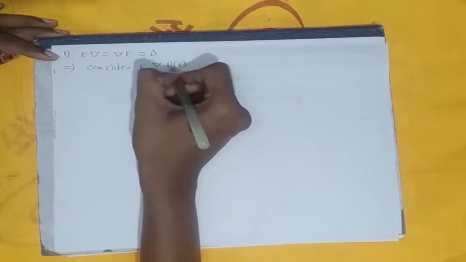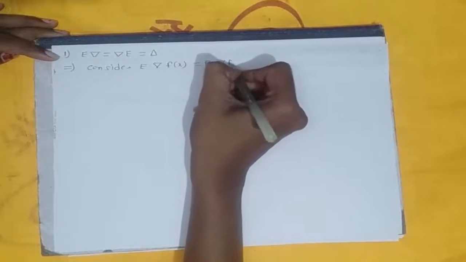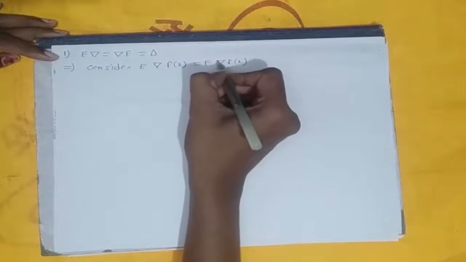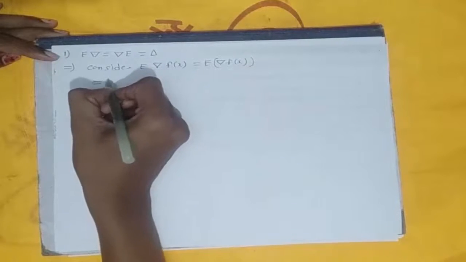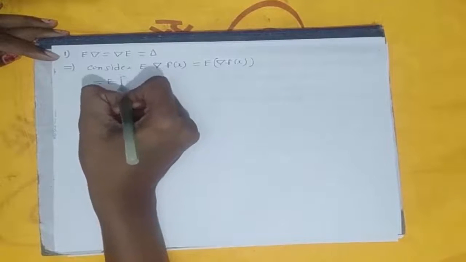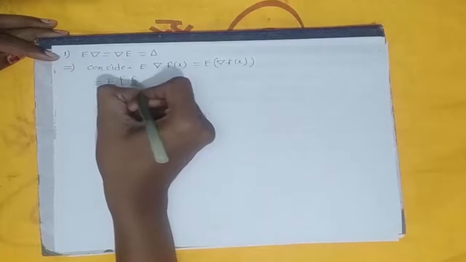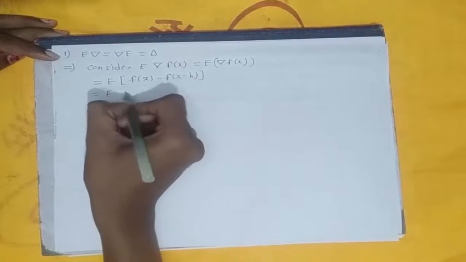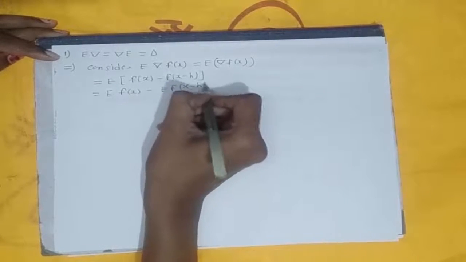That is, we consider E del f of x. First we apply the del operator on the function f of x. We know the definition of del operator, that is the backward difference operator: f of x minus f of x minus h. Again we separate E for this, and we get E f of x minus E f of x minus h.